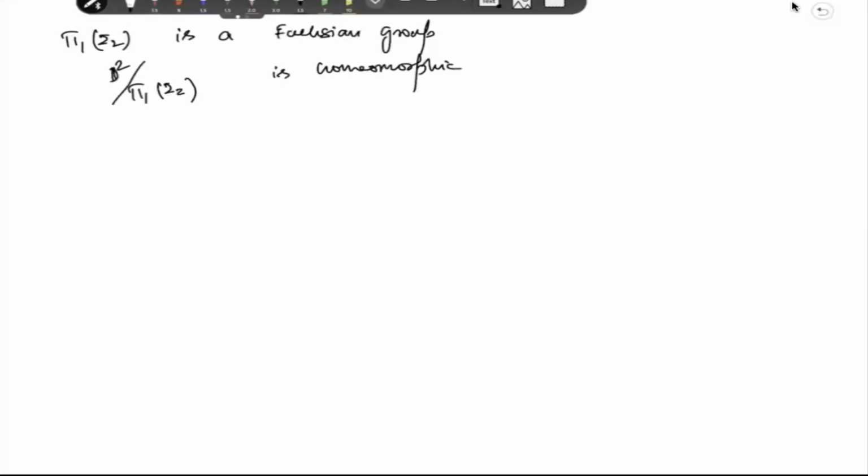So this will prove that this pi1 of sigma 2 is a Fuchsian group. So what we have done is, if I take this disk with the hyperbolic metric, this pi1 of sigma 2 acts properly discontinuously on this unit disk. Therefore this quotient space is homeomorphic to sigma 2, and in this space we can put a hyperbolic metric.